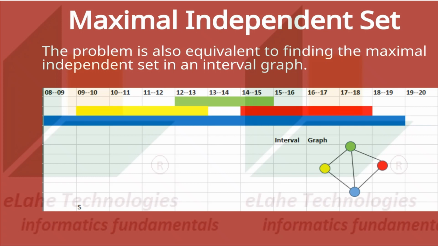An example with 4 intervals is shown here. The corresponding interval graph is also shown. The maximal independent set consists of the two vertices colored yellow and red.